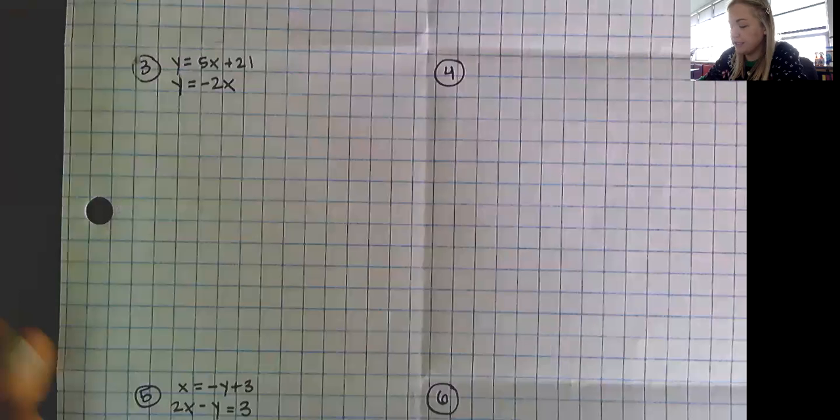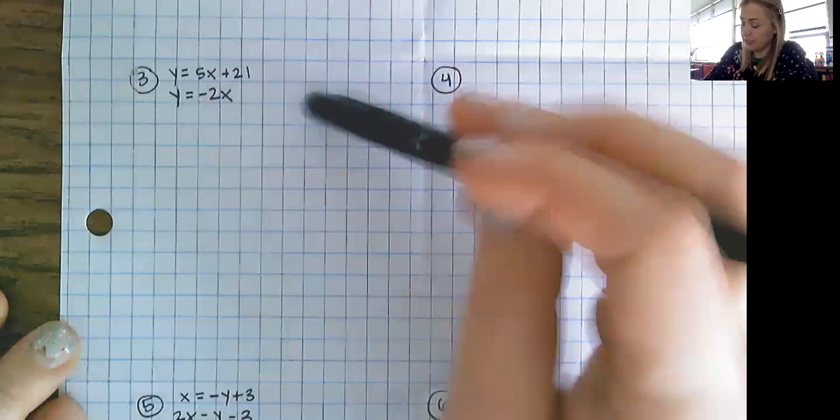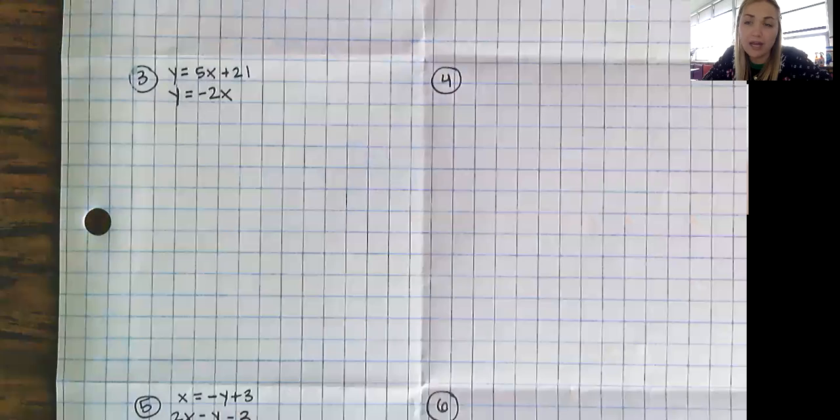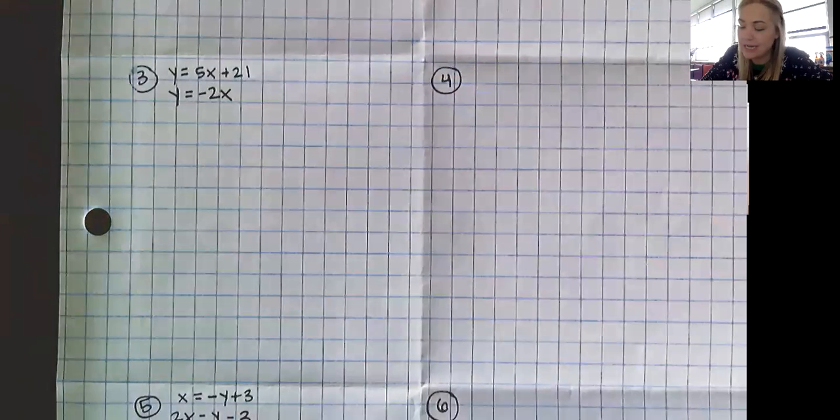All right, we are going to start by looking at problem number 3. So let's write down this system of equations for number 3. It says y equals 5x plus 21, and the second equation, y equals negative 2x.